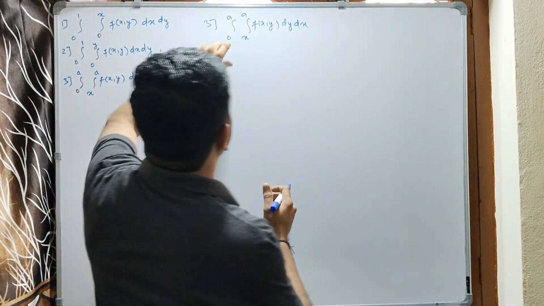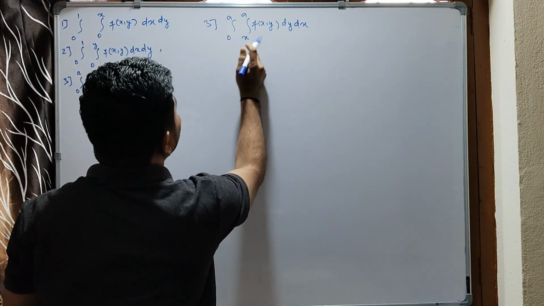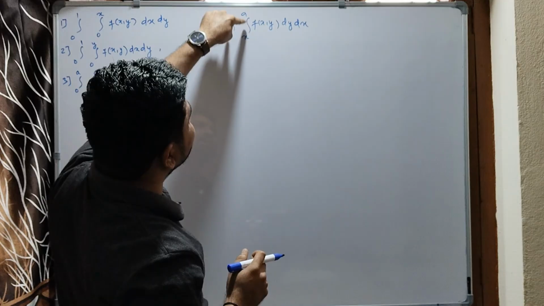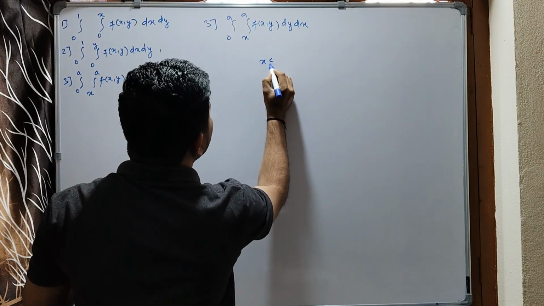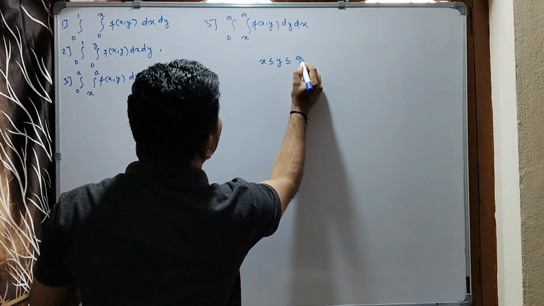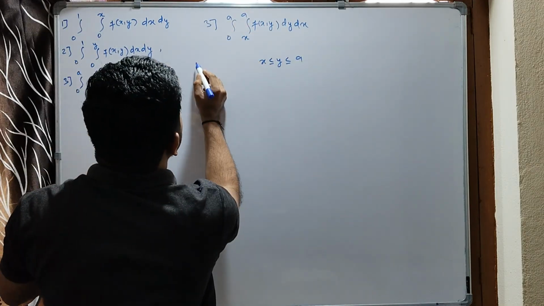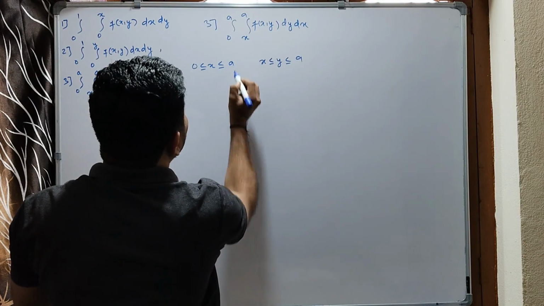So first I will draw the region with the help of these limits. The limits are 0 to a, and the inner integration is x to a, which must be the value of y. So x is less than or equal to y, which is less than or equal to a, and if this is the value of y, that must be the value of x. Therefore 0 is less than or equal to x, which is less than or equal to a.